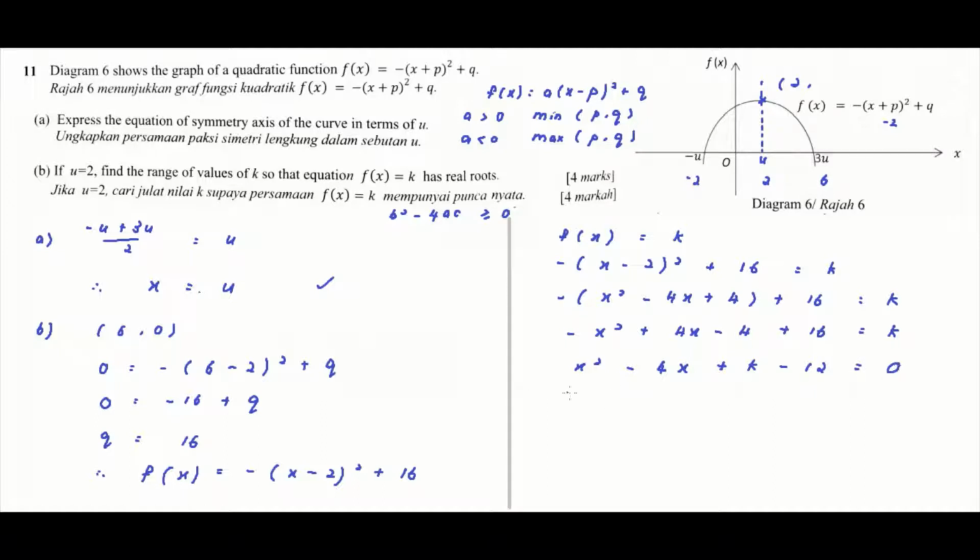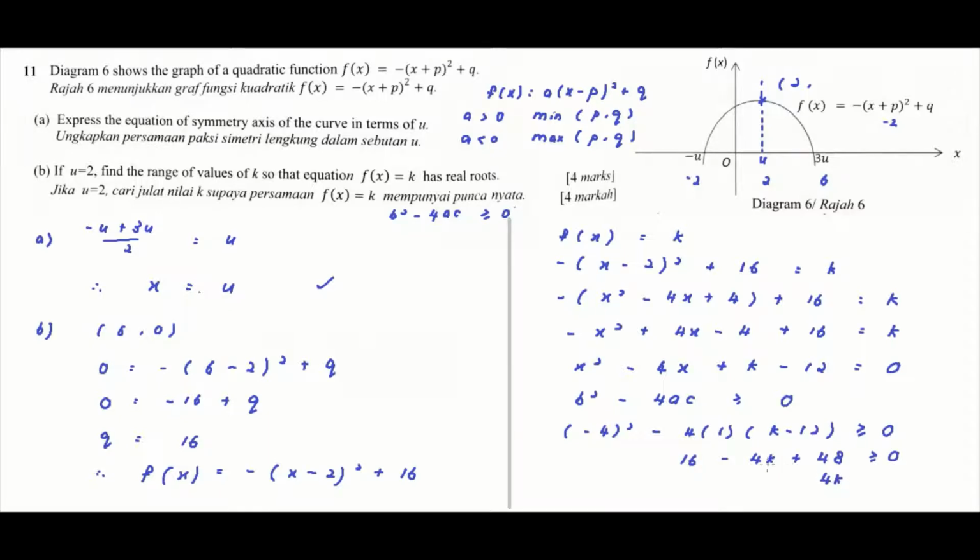With this equation, I can proceed with b squared minus 4ac greater than or equal to 0. Now I can substitute the numbers that I have. So negative 4 squared minus 4a, and the c is k minus 12, greater than or equal to 0. So we continue: 16 minus 4k plus 48. From here I'll be able to get 4k.